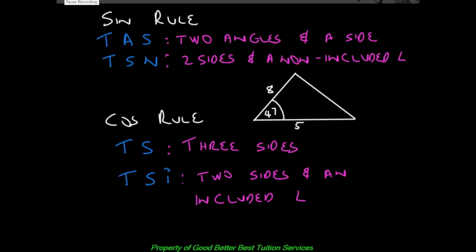Oftentimes the question is asked, what is an included angle? An included angle is the angle that lies between the two given sides. So if we are given the side 8 and the side 5 and the angle 47 lies between the two given sides, that is an included angle. However, this angle here would be a non-included angle.